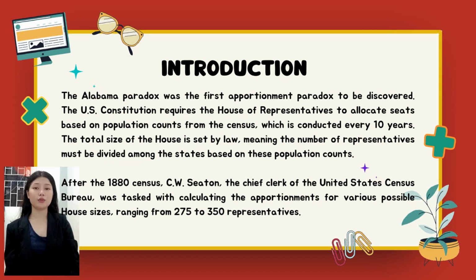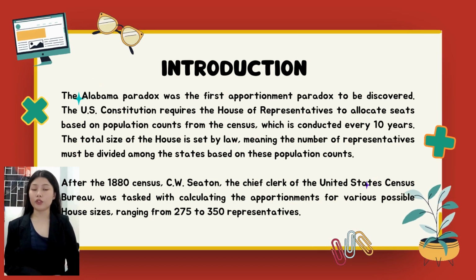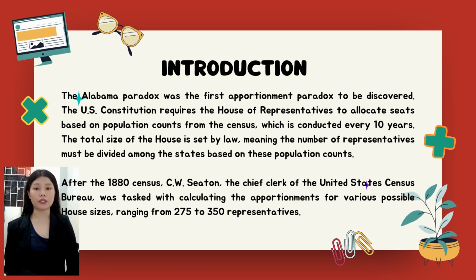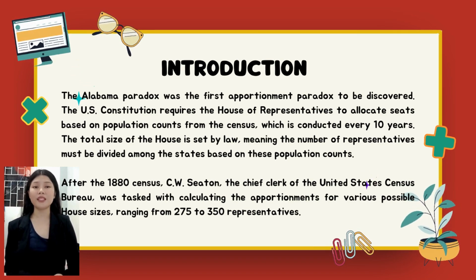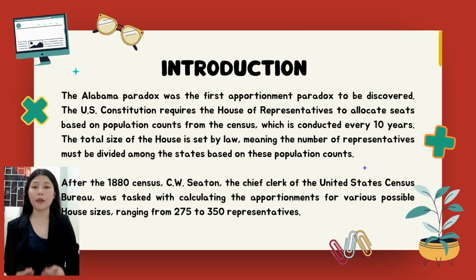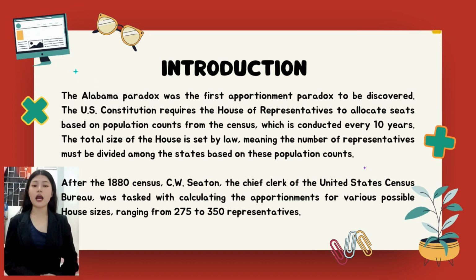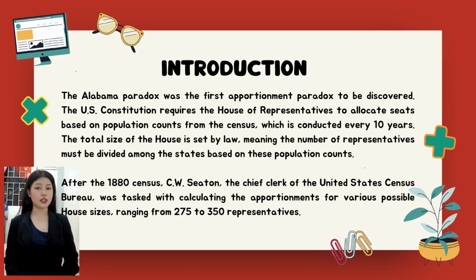The U.S. Constitution requires the House of Representatives to allocate seats based on population counts from the census, which is conducted every 10 years. The total size of the House is set by law, meaning the number of representatives must be divided among the states based on these population counts. But how do we fairly decide how many representatives each state should get? This question has been the subject of debate for centuries.